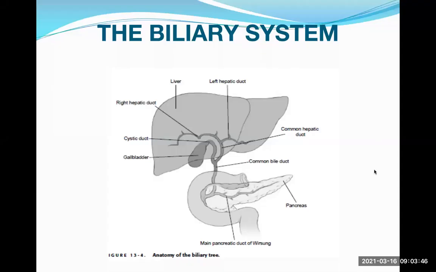So good morning, guys. Today I am going to talk about the surgical conditions of the biliary system.